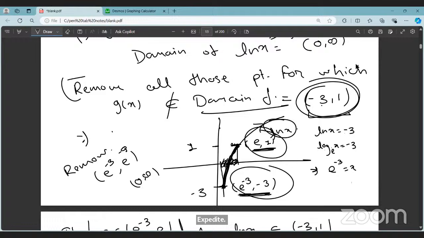Why do I draw the graph? Because if you find these two endpoints, then all other points lie in between them. That means the whole interval makes sense, right? That's why we need that graph. Otherwise, how can we say that all points lie between them?